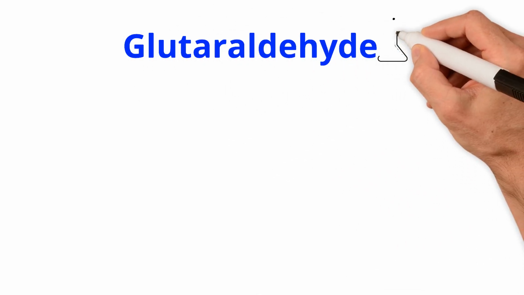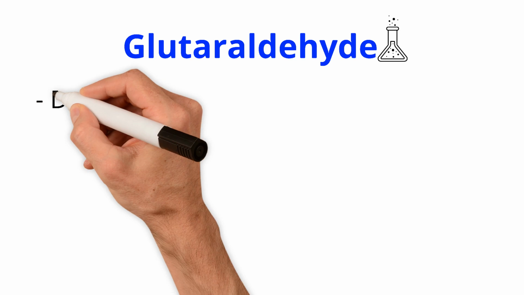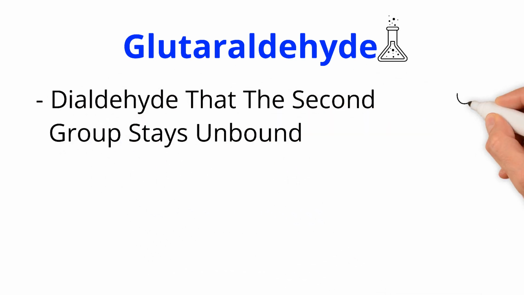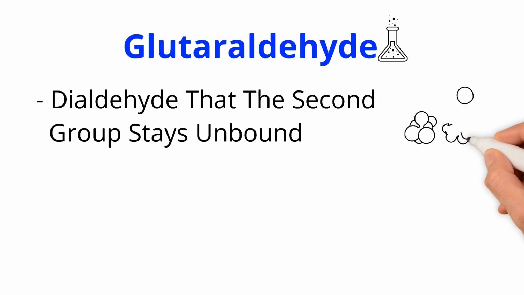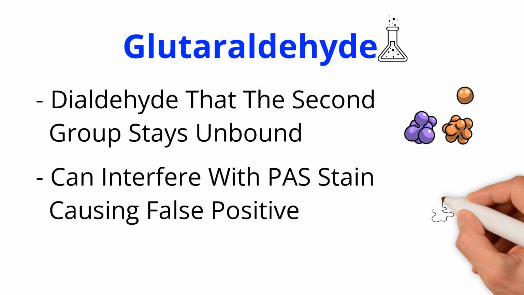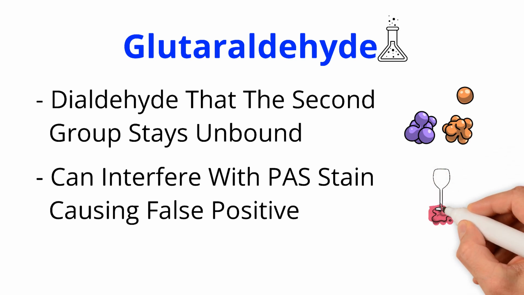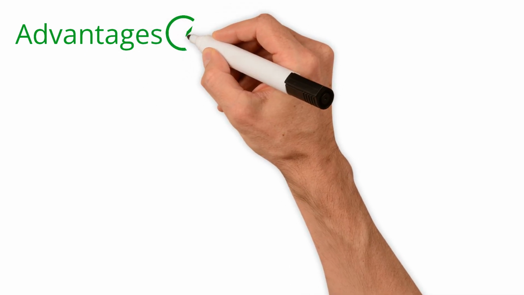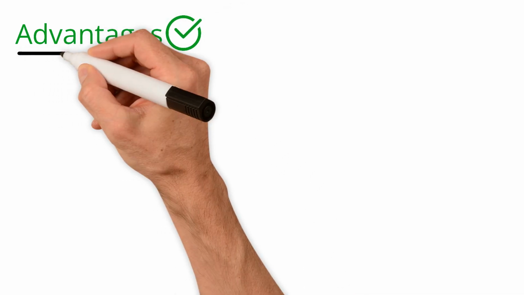Glutaraldehyde is a dialdehyde, which makes it similar to formaldehyde in how it cross-links proteins, but the second aldehyde group often stays unbound. This free group can interfere with staining methods like PAS, causing false positives. So these stains should not be used on glutaraldehyde-fixed tissues.